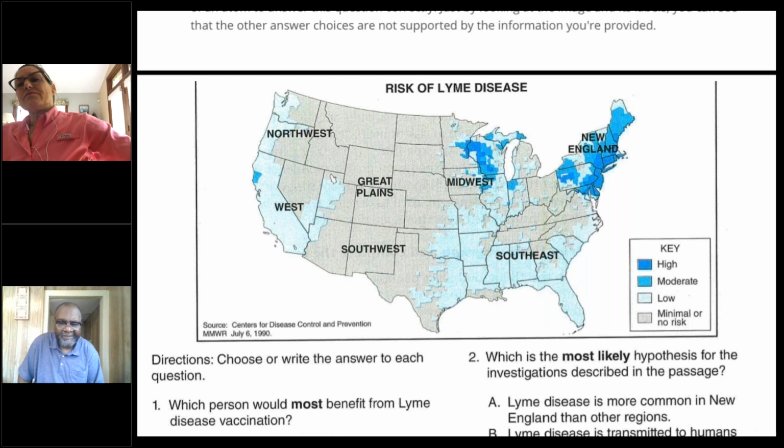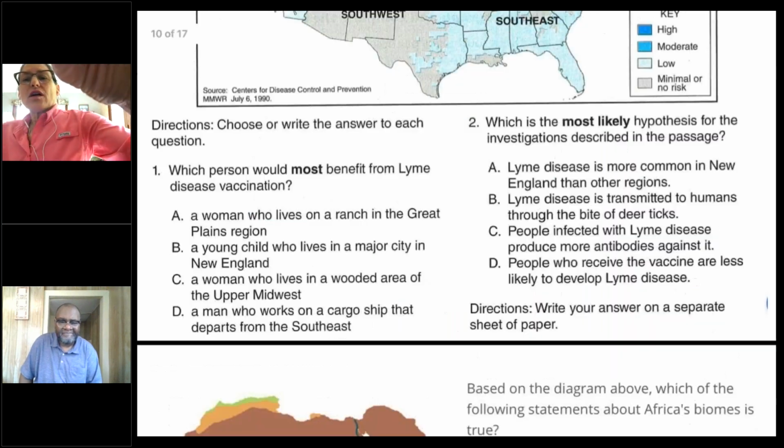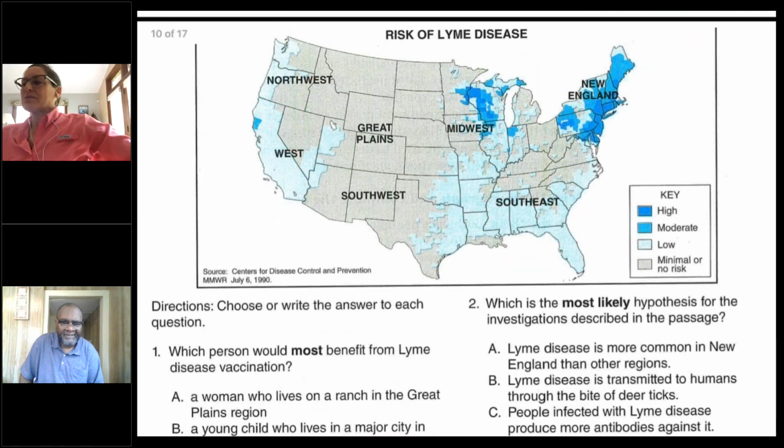Yeah, she would need one. She'd be in the wooded, high-risk area. Yes, very good. Or here's another: a man who works on a cargo ship that departs from the southeast. Well, he's working on a cargo ship. Okay, not from the southeast. It'd be more like low risk.